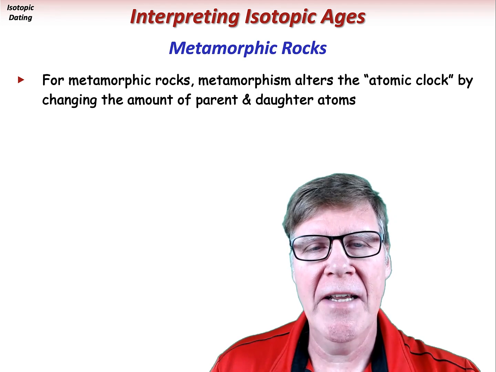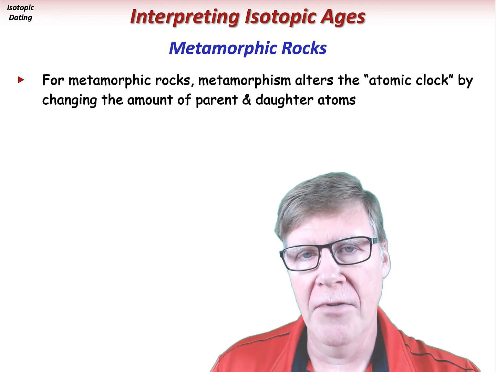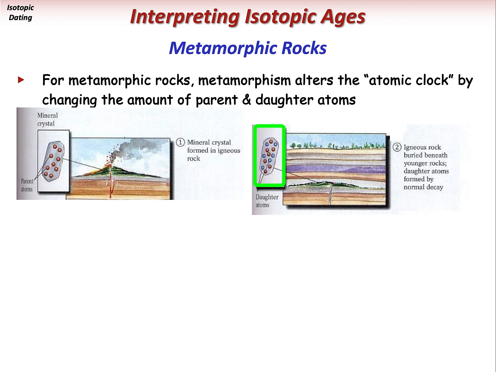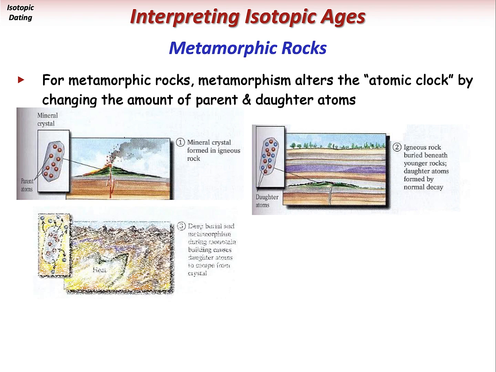Consider the example of an igneous rock formed from an ancient lava flow, where the parent isotopes are locked into their host mineral crystal as the rock crystallizes. It's here that the atomic clock starts to tick and daughter isotopes begin to accumulate. The amount of parent isotope decreases and daughter isotope increases as time goes on, and at some point the rock may be subjected to metamorphism, possibly from plate tectonic activity.